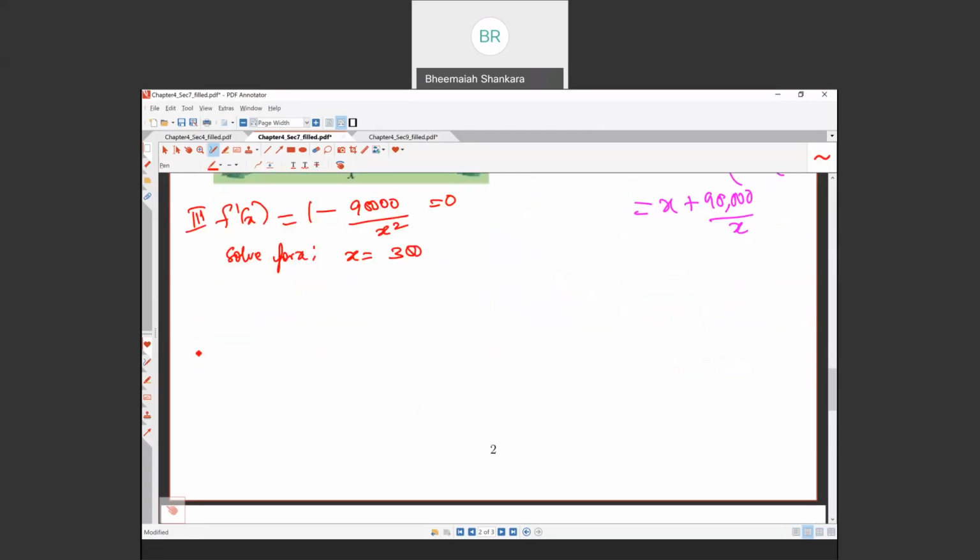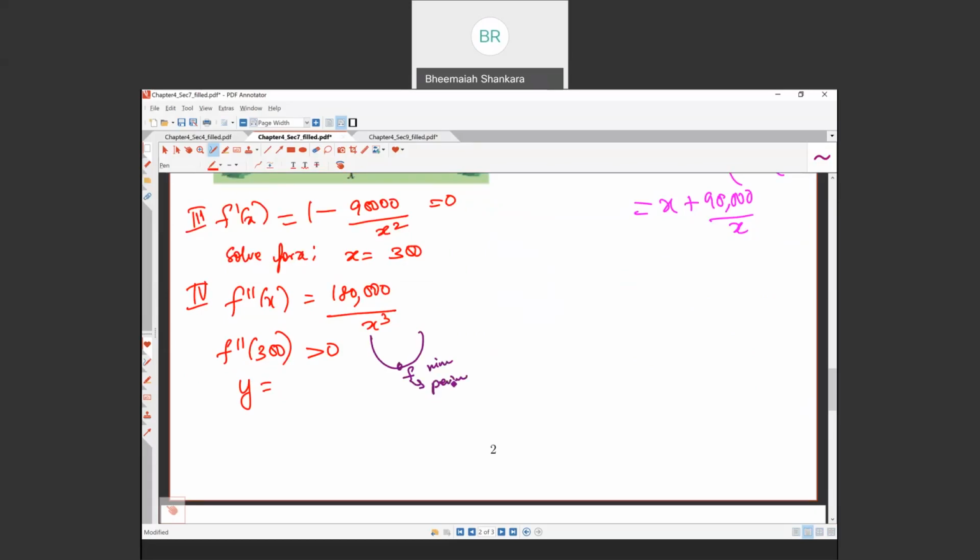Now in step 3, you want to calculate f prime, the first derivative, and you have 1 minus 90,000 divided by x squared. Equate this to 0, solve for x, and you see that you get x equal to 300. In step 4, I want you to find f double prime, which is 180,000 divided by x cube. Evaluate this at 300, and you see it's positive. As soon as you see it's positive, you know the curve is concave up, and at this point you have a minimum value. And the function here is the perimeter, so you are minimizing the perimeter. So y is 45,000 divided by x, which is 45,000 divided by 300, so it is 150. So you know the dimensions, as well as you did minimize the perimeter.